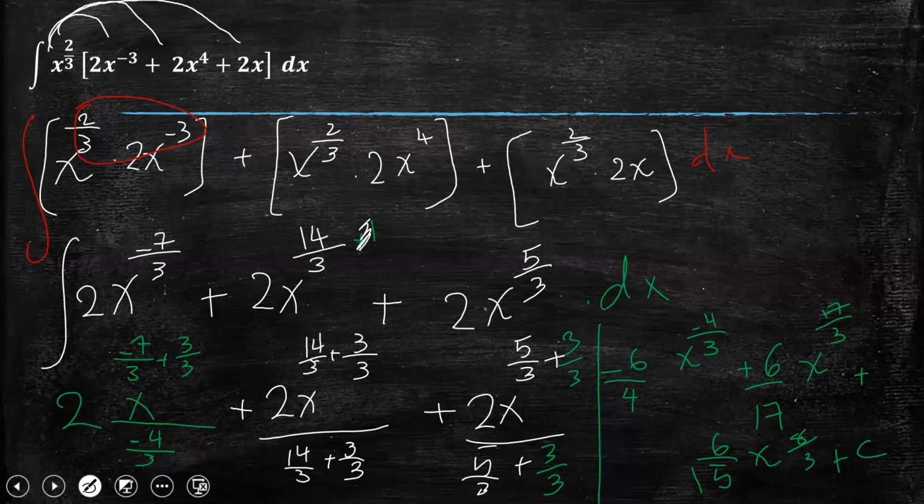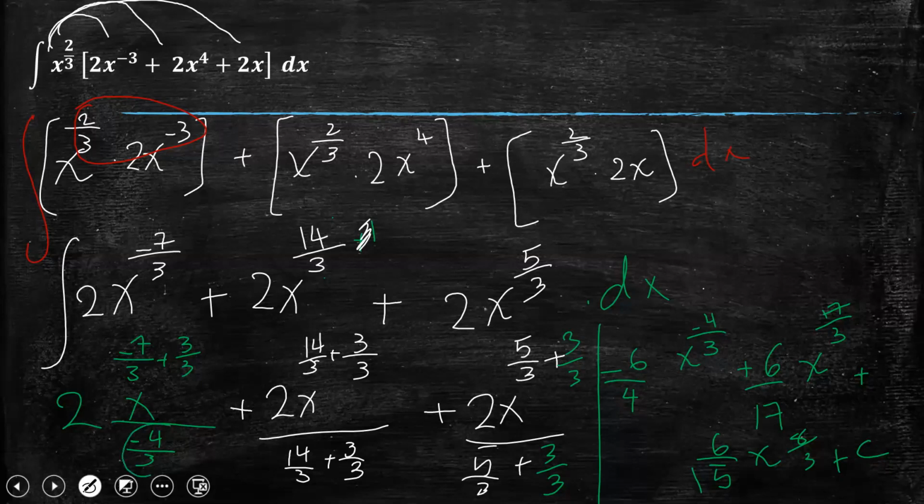Do you have any question? Teacher, can you repeat the last step? Which one? The 2x negative 4 over 3 over negative 4. Yani, from where do we get negative 6 over 4?